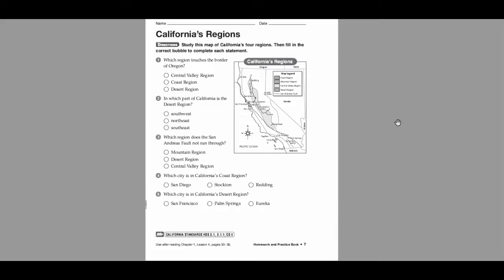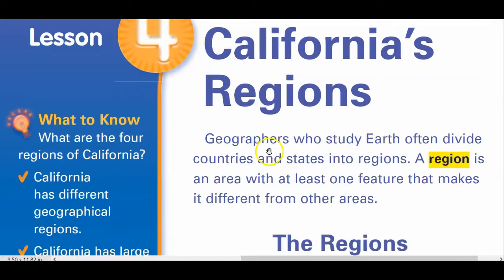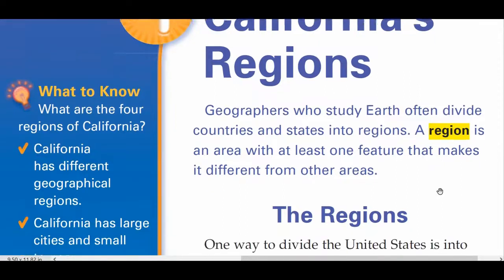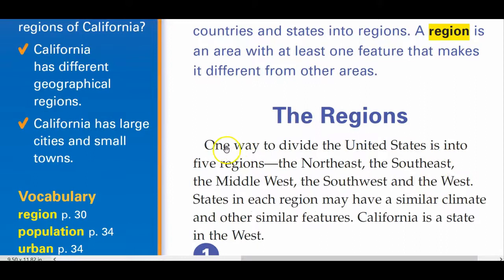So first, this is part of lesson 4. You see that? Here at the bottom it says lesson 4, so let's read that. It says lesson 4, California's regions. So now we're in the textbook. Geographers who study Earth often divide countries and states into regions. A region is an area with at least one feature that makes it different from other areas. Well, let's see which ones. One way to divide the regions.